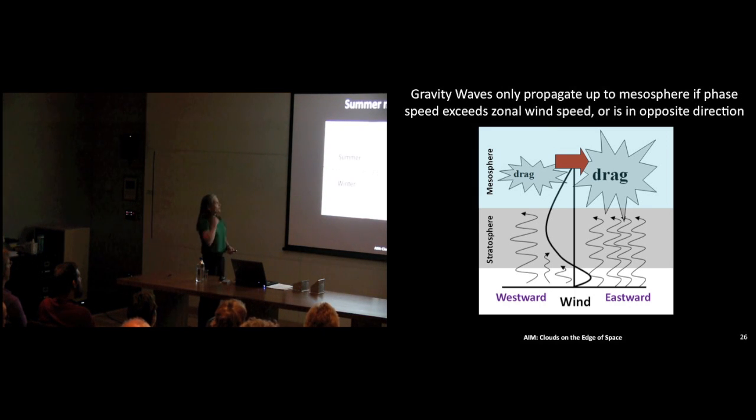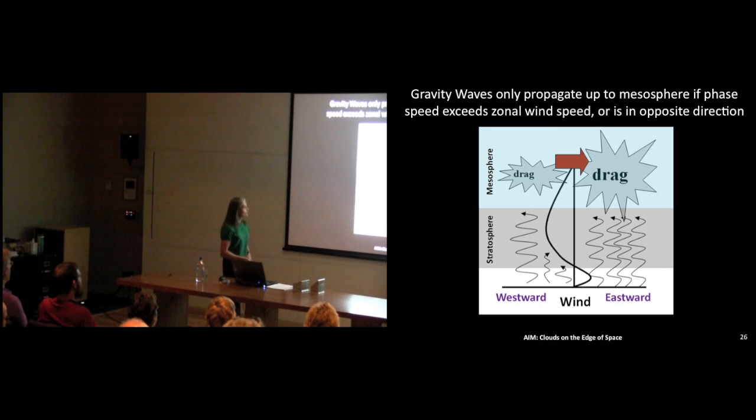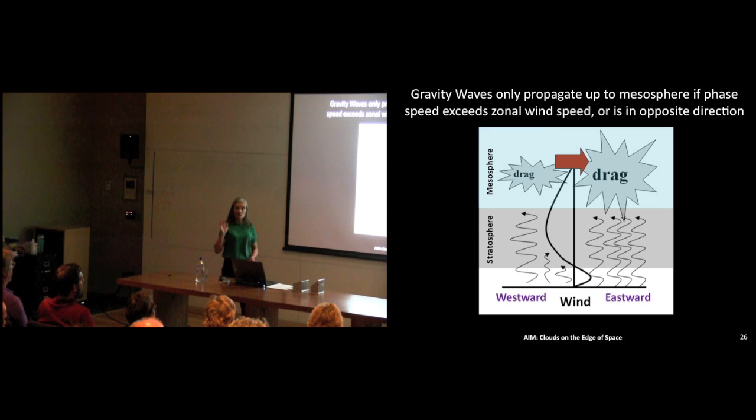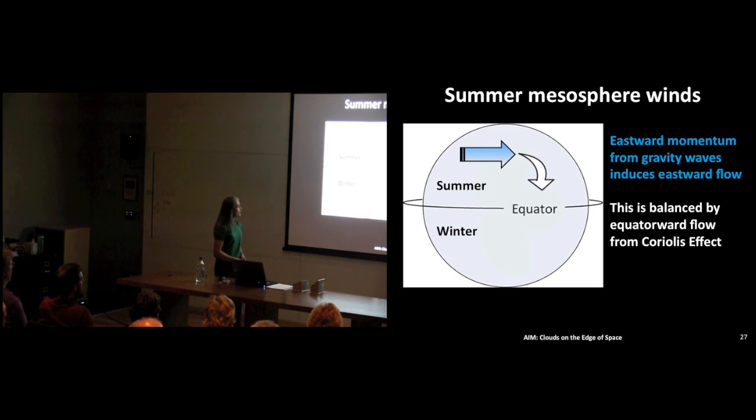Okay, so actually, go back to this. So this is actually a picture for the summertime. So we get eastward waves coming up into the mesosphere. They break, cause an eastward drag. That means that you're going to start having an eastward wind in the mesosphere. Okay, so you have summer here, winter here, there's the equator. The eastward momentum from the gravity waves induces an eastward flow up in this polar region.